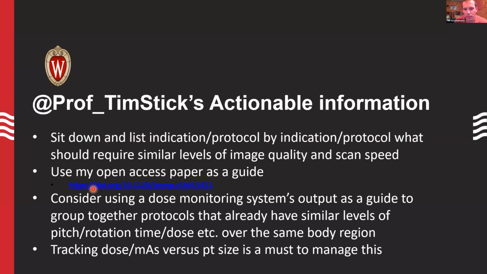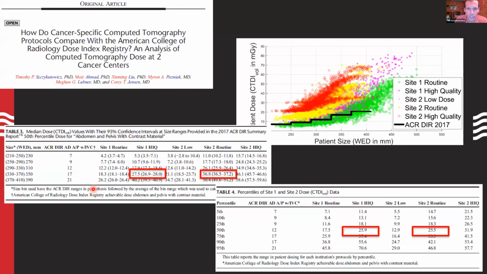So some of your more rarely used protocols, you can still do some quality control because, even though the indication may be different, they're using the same acquisition technique over the same body region. So yeah, tracking dose and mAs versus patient size is, if it's not clear already, I think just a must to do all of this. All right, so things I didn't get into a lot were like how to set the relative doses for indications.